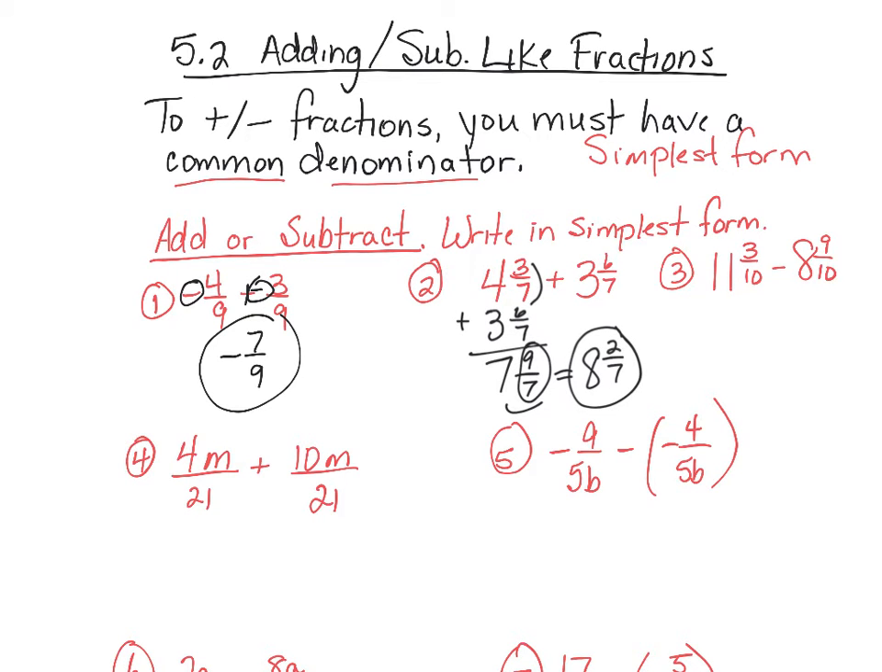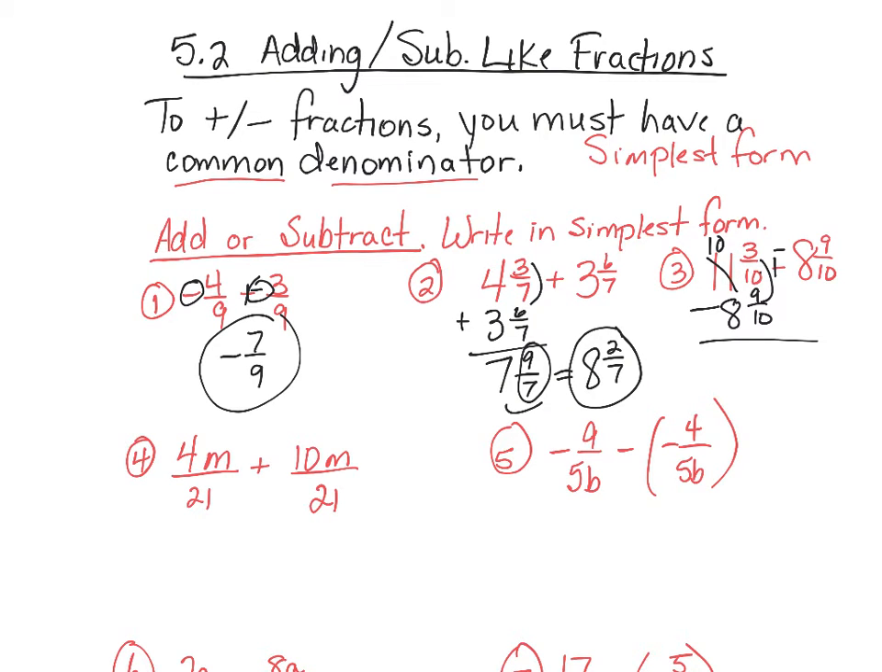Number 3, it's 11 and 3/10. It's the bigger number minus the smaller number. We know we're going to subtract even if I do keep, change, opposite. So I'm going to line up minus or negative 8 and 9/10. If you notice, I cannot take 9 from 3. I have to borrow from the 11 and make it a 10.